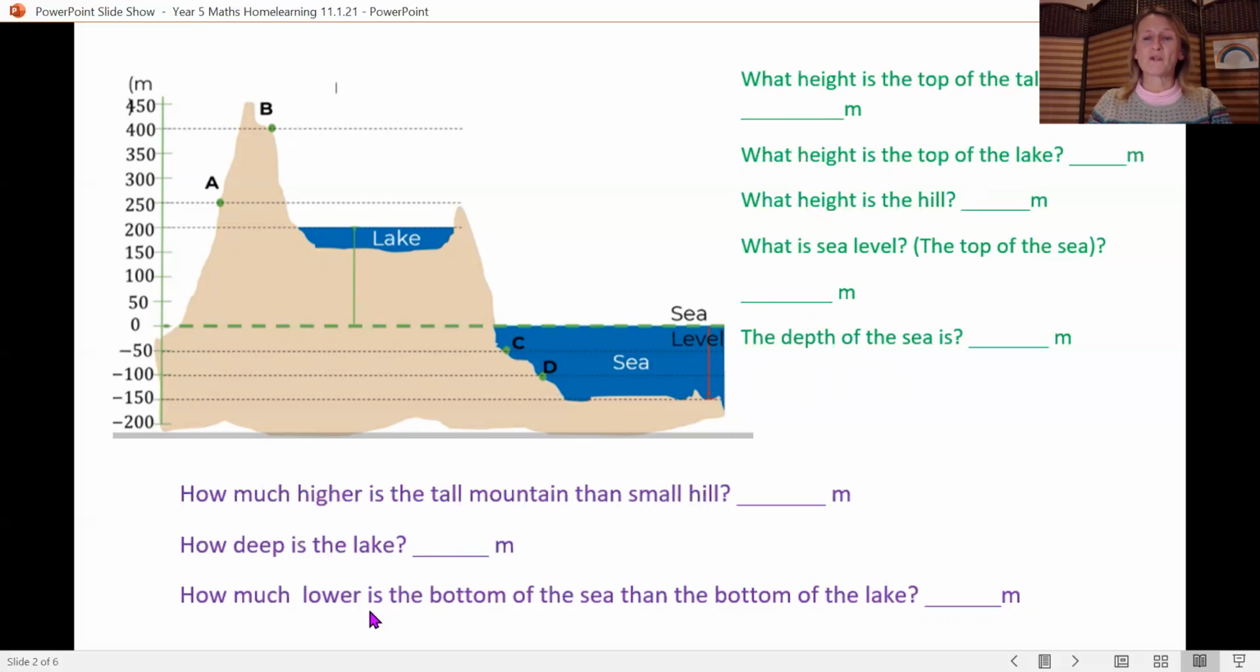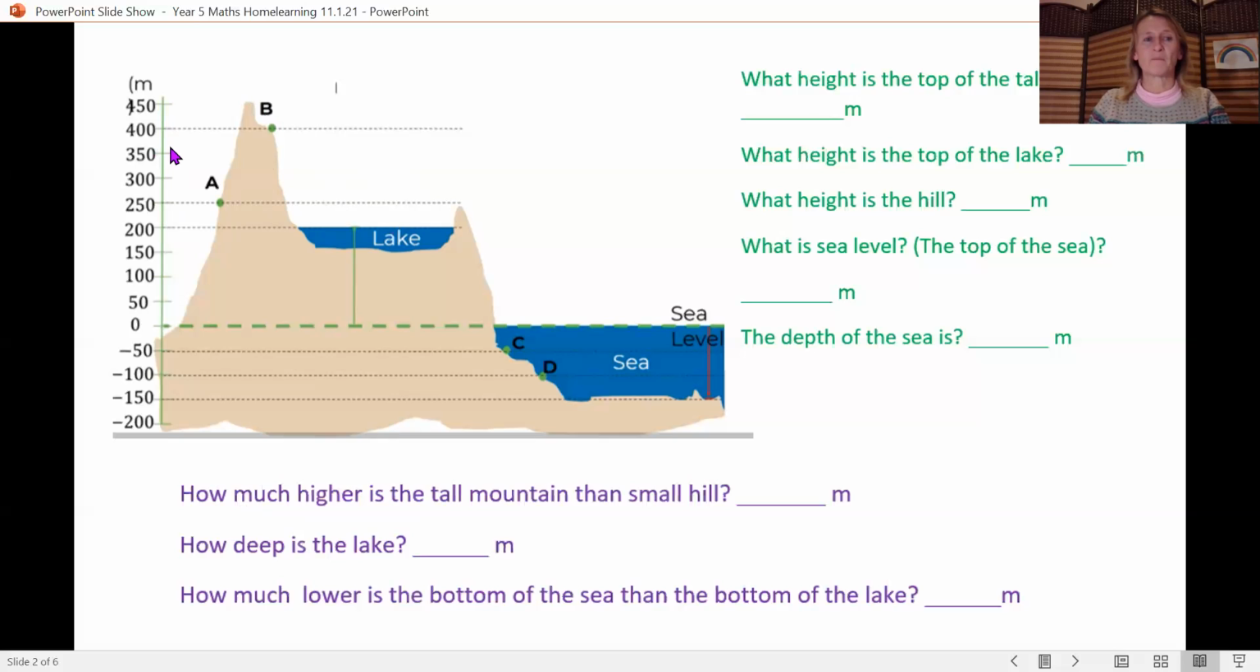Now there's some challenge questions here to get your brain thinking. I want to know, how much higher is the tall mountain than the small hill? So you need to look how big the small hill is and then count up in 50s, and then you will tell me what the difference is between the tall mountain and the smaller hill.